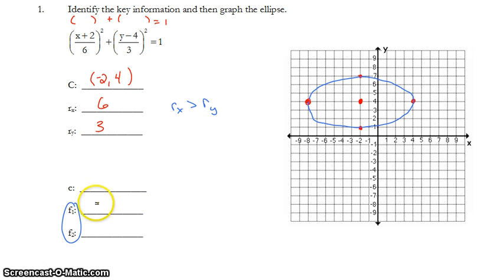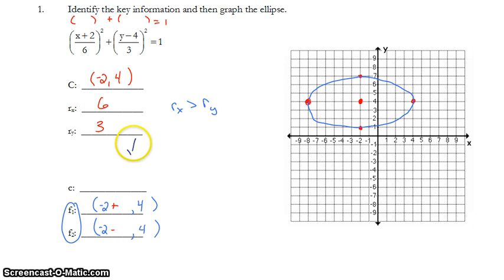Right away, that should tell you that when you come down here and you get in your foci, you're adjusting your x coordinate, because that's the bigger radius. So it's going to be -2 plus c, comma 4 and -2 minus c, comma 4. So it's just a matter of what am I adding and subtracting here. And that's what I'm doing when I'm finding c.